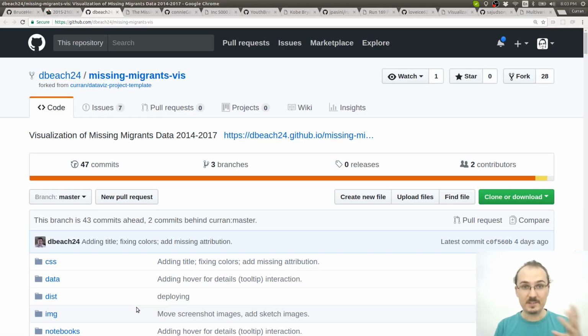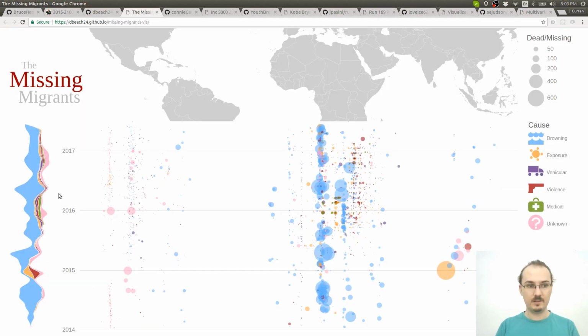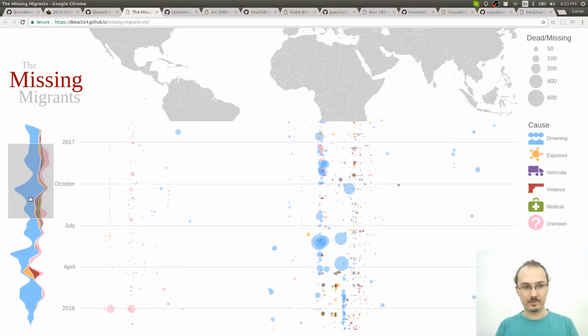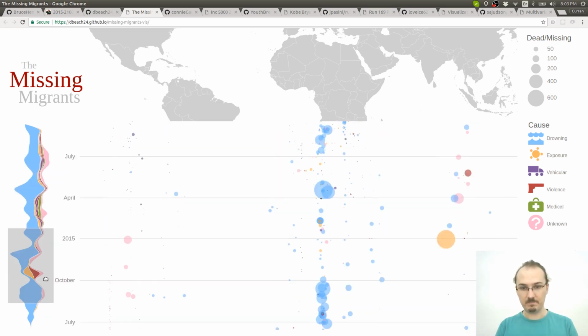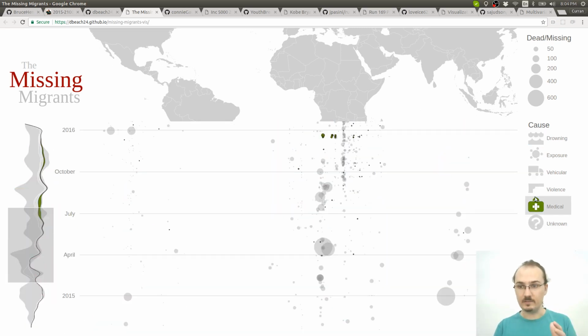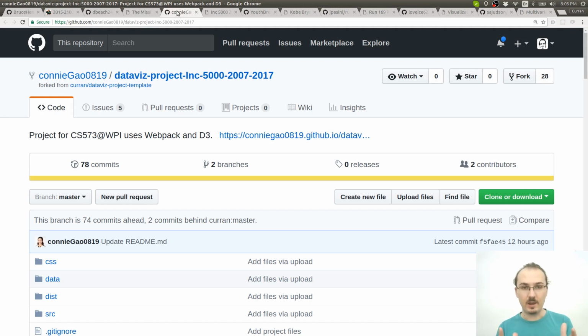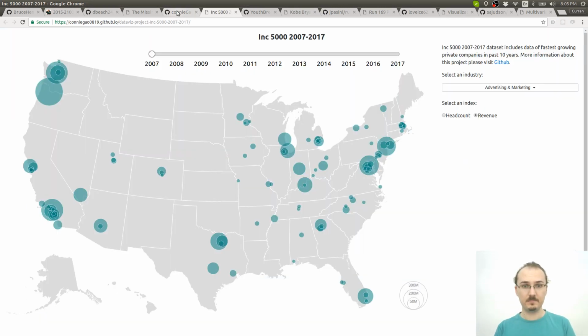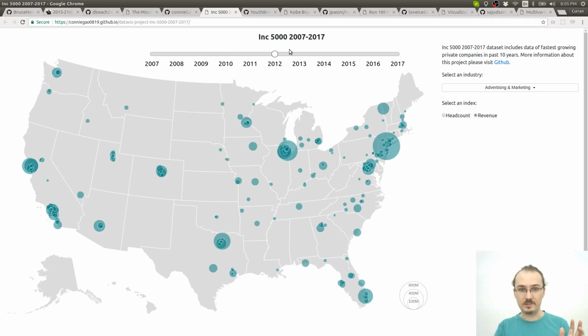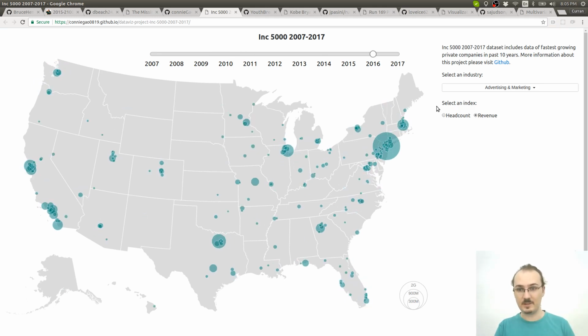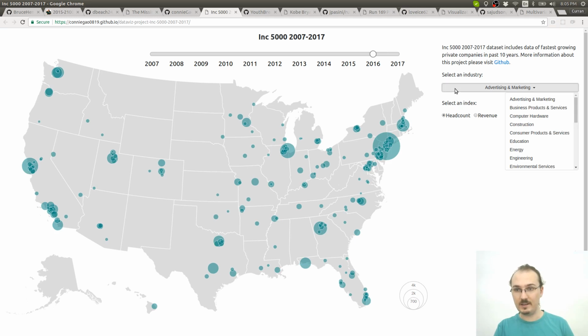This project about missing migrants is very nice as well. You can brush in the stream graph to navigate over time. With this nice interactive legend, you can see that most of the deaths occurred due to drowning. This project is about the fastest growing companies. It's a really nice map. I love the colors here, and the legend is so good. And you can drag to see how things changed over time. There's a couple more widgets where you can select an index and also change the field.